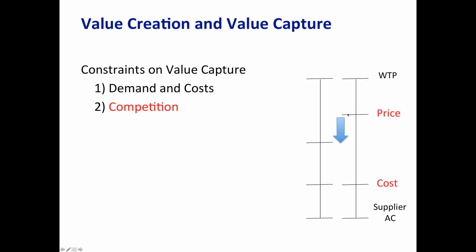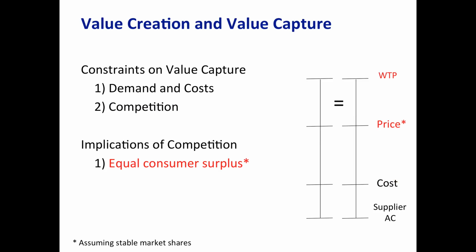How can it fight back against left stick? Well, it can drop its price, offering them a greater share of the pie themselves. This should be also a familiar intuition from economics. It's just that firms in the same industry compete on price, and when they compete on price, they're creating a good deal for consumers. Okay? So competition also imposes constraints on value capture, as you can see when you generalize to a case of two sticks instead of one.